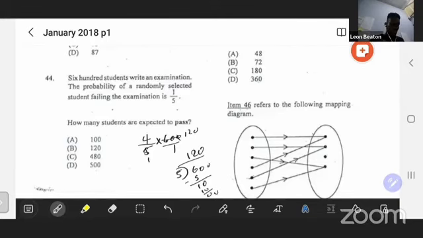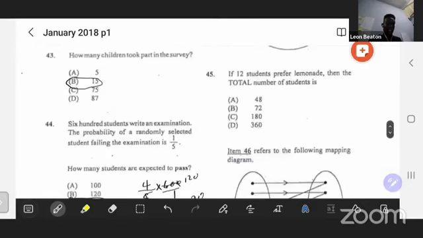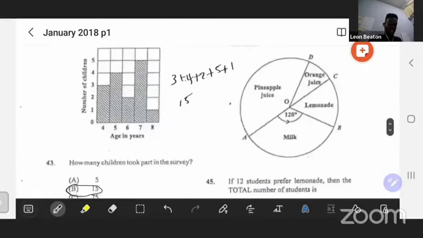So 120 times 4: 4 times 0 is 0, 4 times 2 is 8, 4 times 1 is 4. So 480 students are expected to pass the exam. All right, basic reasoning and maths. Let me erase this.